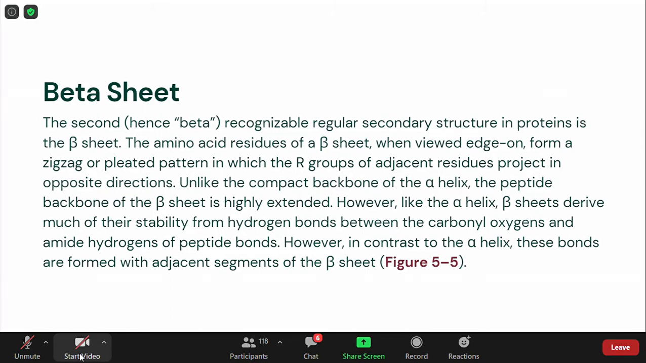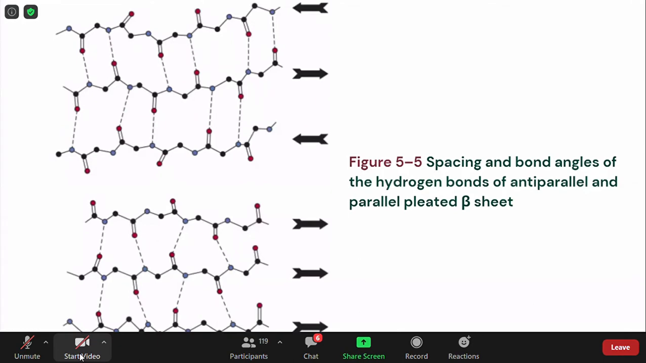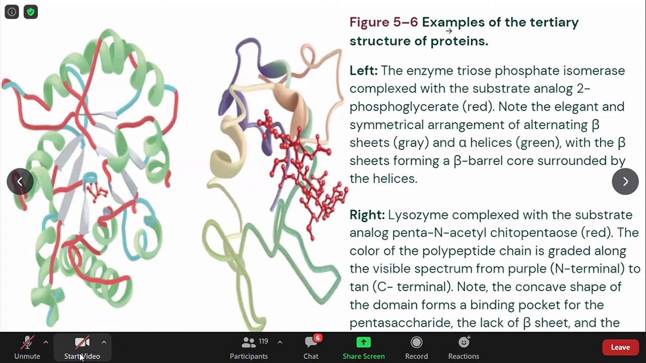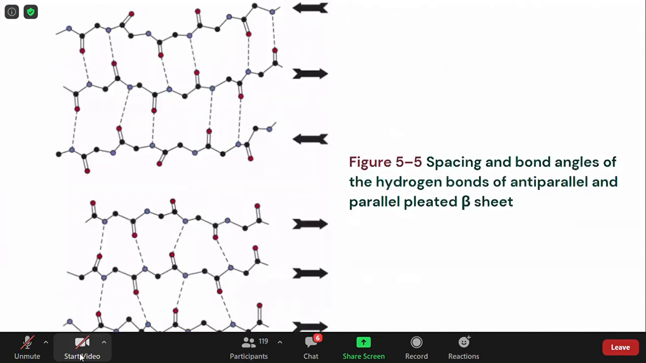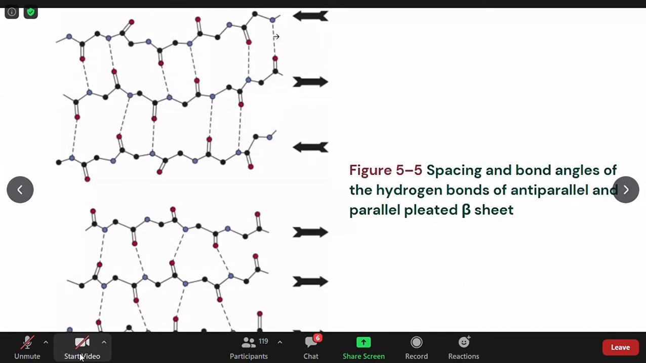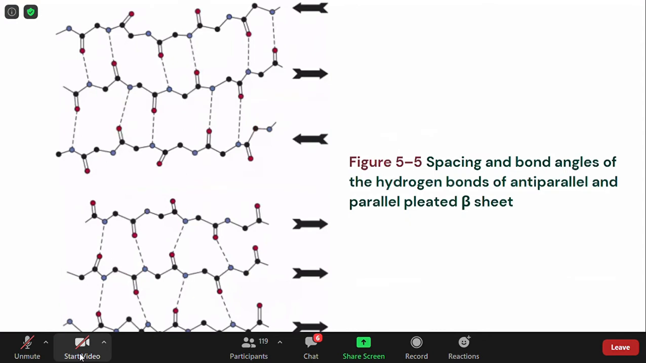All right, let's look at how these beta sheets are. So you have here hydrogen bonds. This is a polypeptide chain. This is another polypeptide chain. Another polypeptide chain. The arrows there show the direction. So you have here one polypeptide chain going that way, and another polypeptide chain going this way, and this one is going that way.